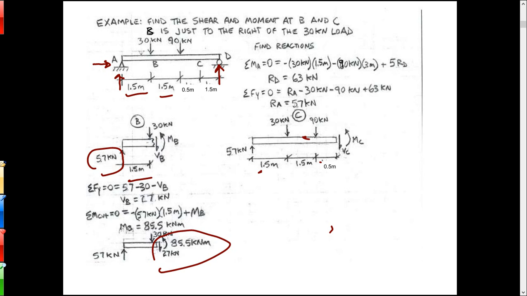So those are the values you pull out when you start to design the beam. Those values there.